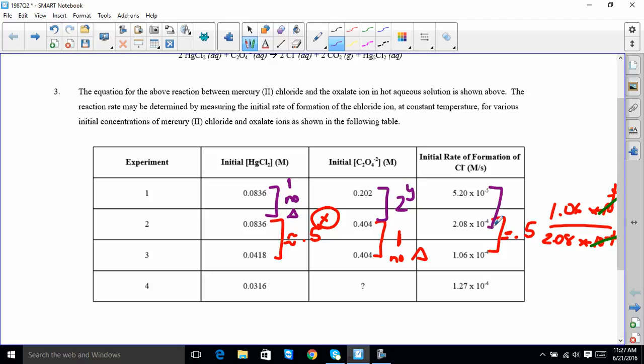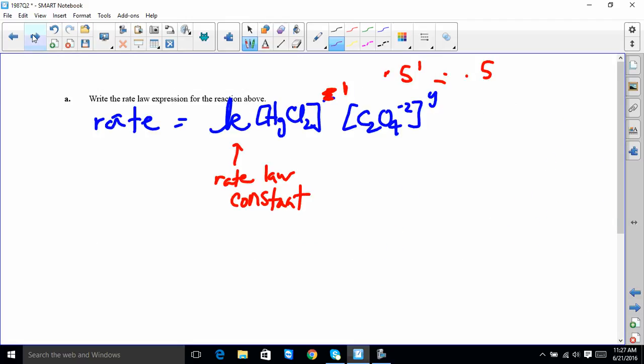And here, I have to get a calculator out, but if you do 2.08 times 10 to the negative 4 divided by 5.20 times 10 to the negative 5, this ends up being approximately 4. So now the next question is, 2 to what power gives you 4? Well, what does y have to be? Y has to be 2.